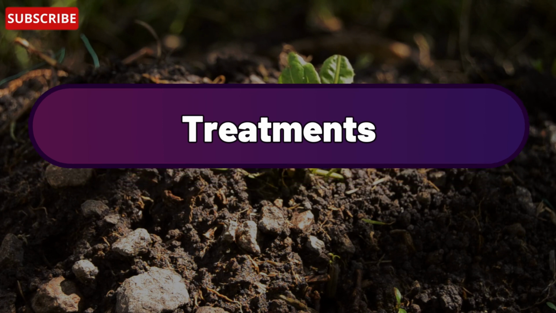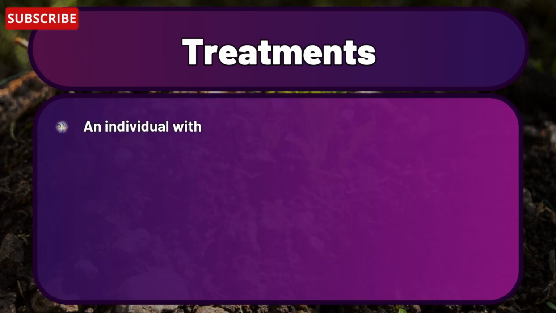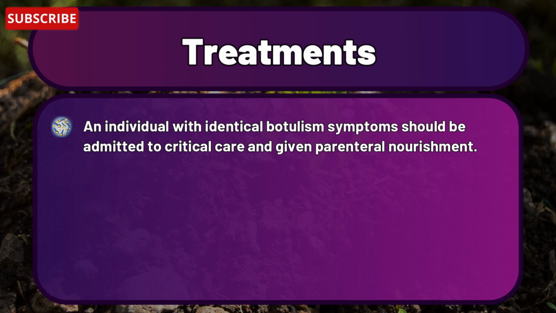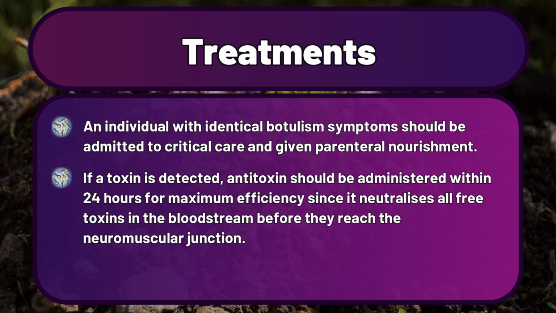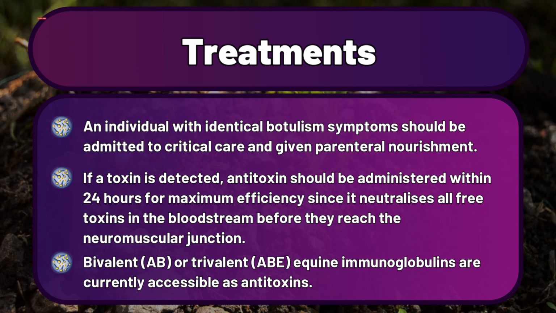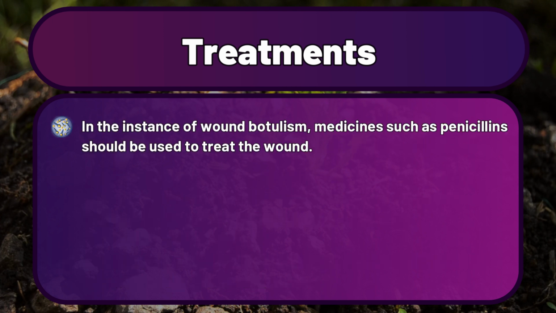Next is treatments of botulism food poisoning. An individual with identical botulism symptoms should be admitted to critical care and given parenteral nourishment. If a toxin is detected, antitoxin should be administered within 24 hours for maximum efficiency, since it neutralizes all free toxins in the bloodstream before they reach the neuromuscular junction. Bivalent or trivalent equine immunoglobulins are currently accessible as antitoxins. In the instance of wound botulism, medicines such as penicillin should be used to treat the wound.